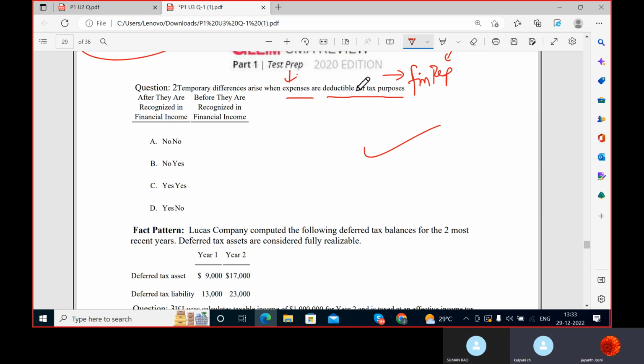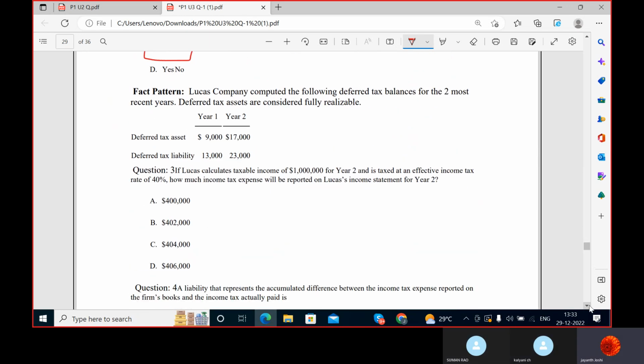After they are recognized in financial income means before itself you have recognized in the tax returns. Before they are recognized in the financial income means afterwards you'll recognize in the tax returns. Am I right? Yes, sir. So what is the answer for this? Okay. Next question. Did you understand this one? Okay. Go for the next question.